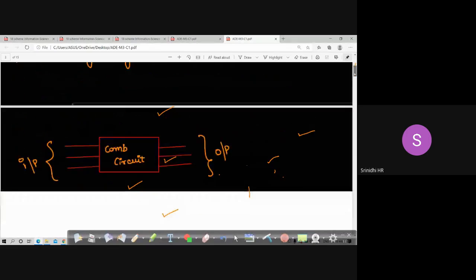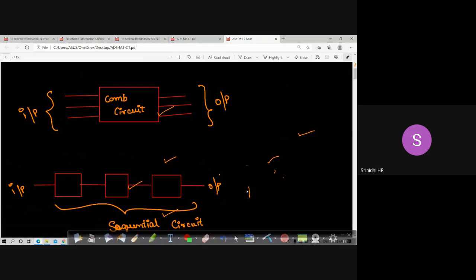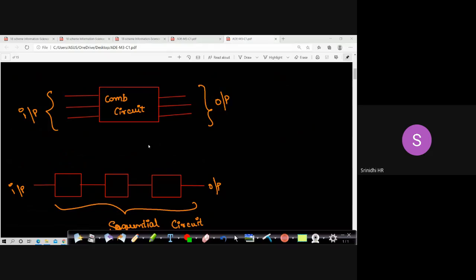Next, we need to know the difference between combinational and sequential circuits. A combinational circuit is, let's consider this as one circuit. In this circuit, I have my inputs, let us say I1, I2, I3. These are the outputs produced by this particular circuit, that is O1, O2, O3. As you can see, my output is dependent on my input. There is one single circuit in which your output completely depends on your input.